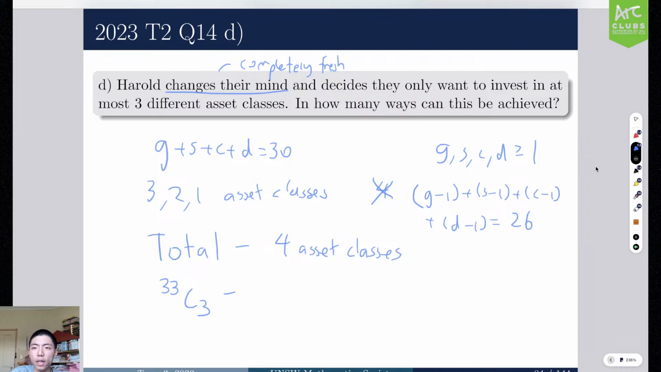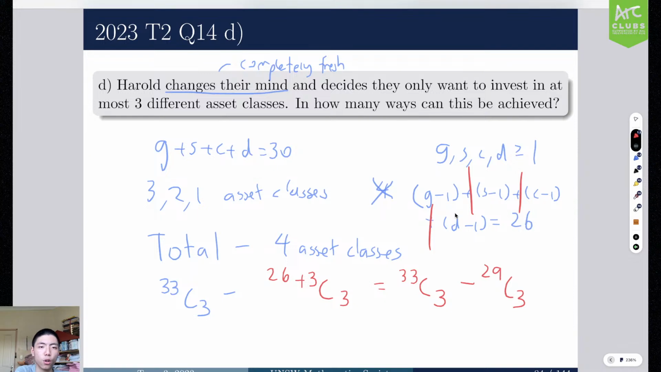So if that's the case, then we once again will have 3 bars that divide them up. And so this one is going to be 26 plus 3, choose 3, the possible positions where we want to pick the dividers in the middle, right? And that is just going to give us an overall answer of 33 choose 3 minus 29 choose 3. So what we did here was we first took the total and then we subtracted off the cases where there are 1, 2, and 3 asset classes left over.